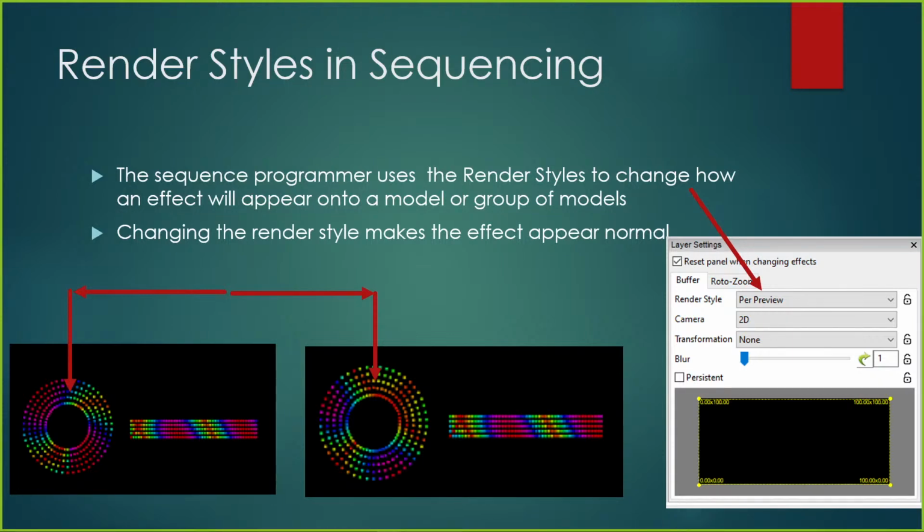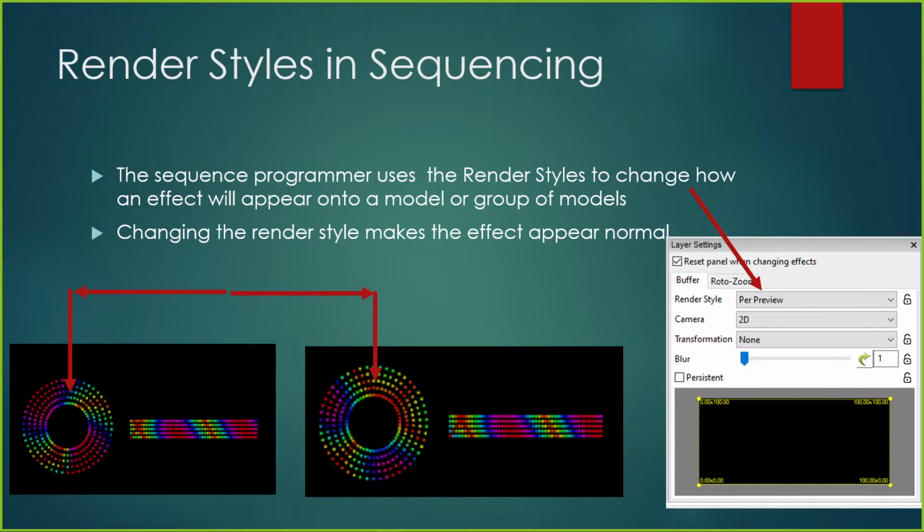So changing the render style makes the effect appear much more normal whenever you go to, in this instance, per preview. But also, as a sequence programmer, we use these render styles to change these things. And so when you map a sequence in, let's say it's from a purchased sequence or somebody else's sequence, those render styles possibly have been changed, edited, altered, or otherwise fixed so that they appear a certain way. And then all of a sudden, you have this question: why doesn't it look on my sequence the way it looks in your layout?